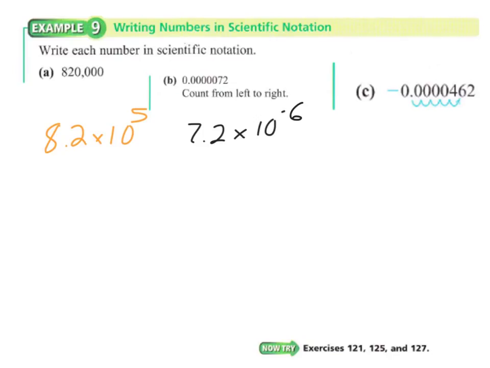And then the last one, 4.62 times 10 to the negative power. And again, I just look at the fact that there's 5 zeros there, so it's the negative 5th power.